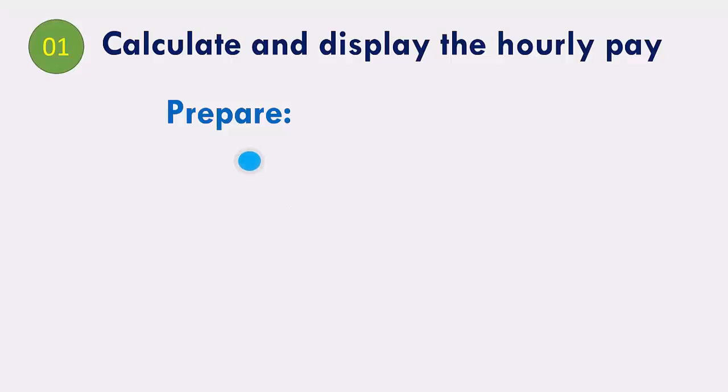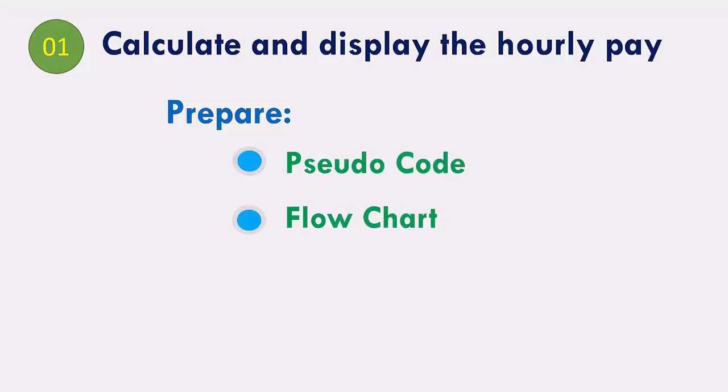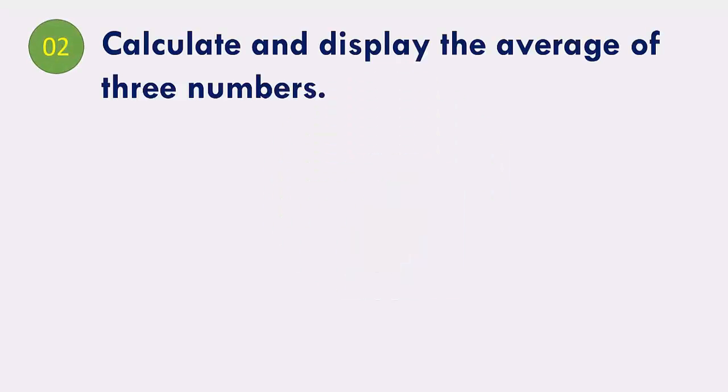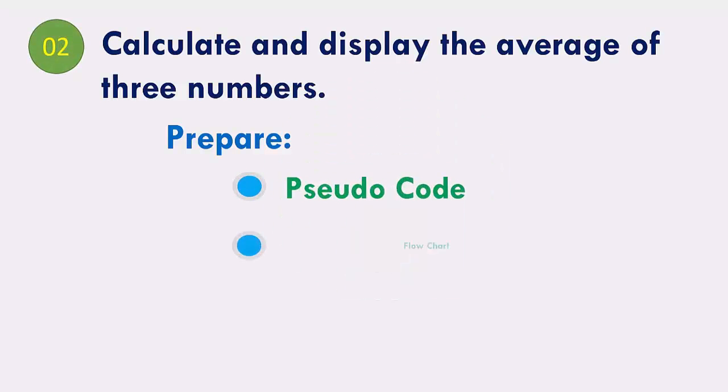Right, as the first example, I have taken a sequential process which is the calculation of pay amount based on hourly pay rate and number of hours. The next one is also a sequential process. Calculate and display the average of three numbers. Here are the flowchart and the pseudocode.